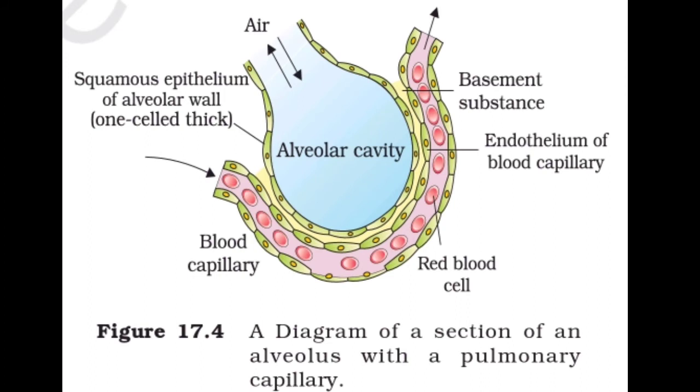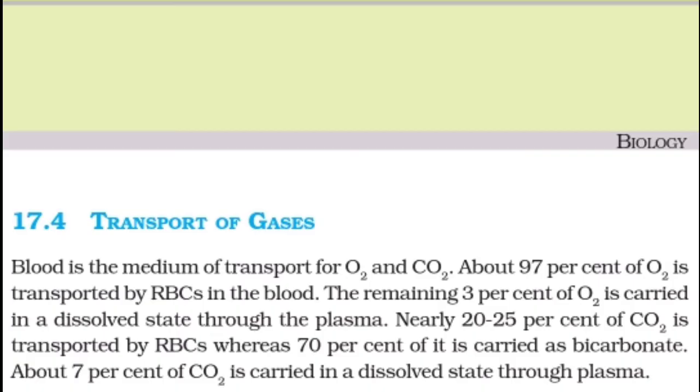Figure 17.4. A diagram of a section of an alveolus with a pulmonary capillary. This is air. This is squamous epithelium of alveolar wall (in bracket 1 cell thick). This is blood capillary. This is red blood cells and this is endothelium of blood capillary and this is basement substance and this is alveolar cavity.